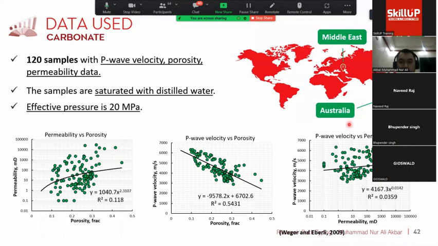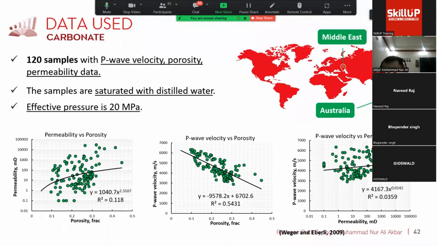Southeast Asia, and Australia. You can see how heterogeneous the porosity and permeability of this carbonate data are, because it's not coming from one field but from different fields. The good thing is that we can see that porosity and P-wave velocity usually have a good relationship, but we never try to connect the P-wave velocity and permeability because it's very complicated to characterize.